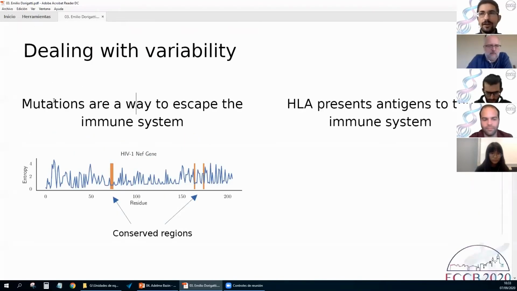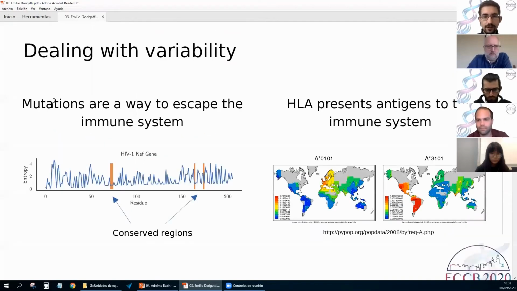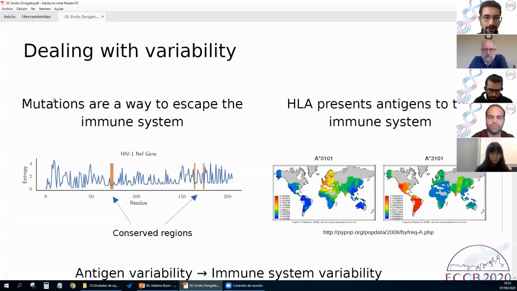The HLA is a protein complex in our body that presents antigens to the immune system. And this step is extremely important for the immune system to recognize and fight the pathogens. And there are thousands of known HLA alleles, and their geographic distribution is highly variable. And the key idea is that the variability in the antigens is translated into variability in our immune system. And we need to take care of this when we design a vaccine.